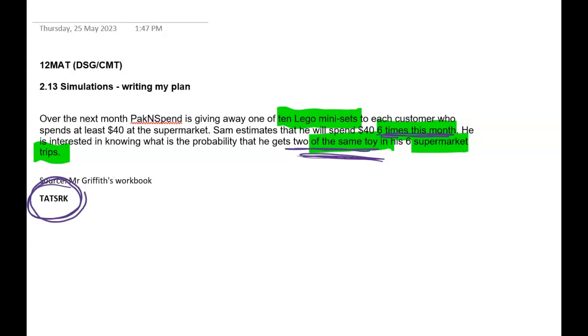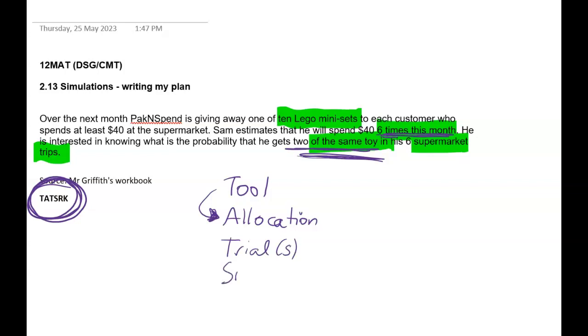I've put in here the acronym that I've made up to help you remember what you need to have in your plan. So pause the video here and just jot down what each of those things are. So the first one is tool. The second one is how we're going to do our allocation using our tool, how we'll get some numbers or outcomes there. The next thing is what is one trial, and how many trials am I going to do? Then S stands for what do I mean by a success, right? And that's where I'm going to talk about what 2 of the same toy means. R and K are easy. R is how do I record my stuff, and K is the key.